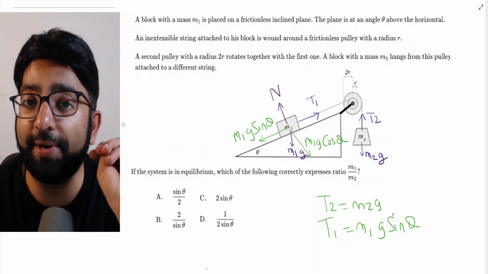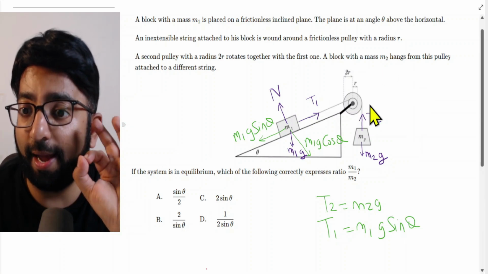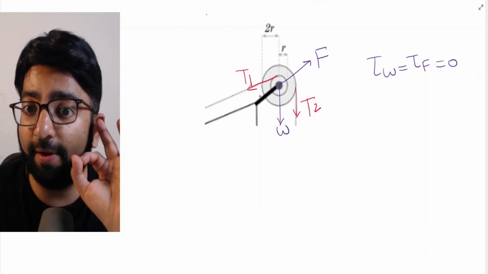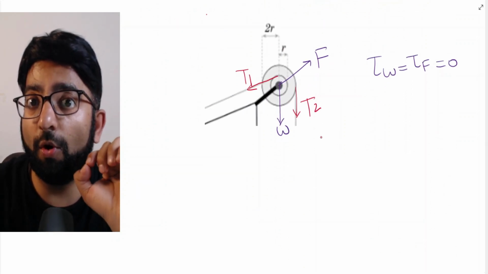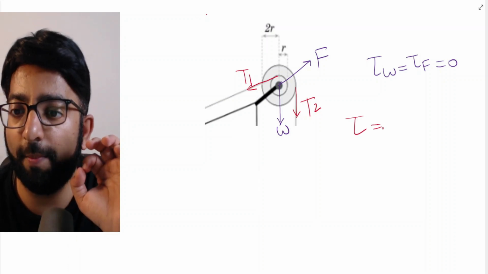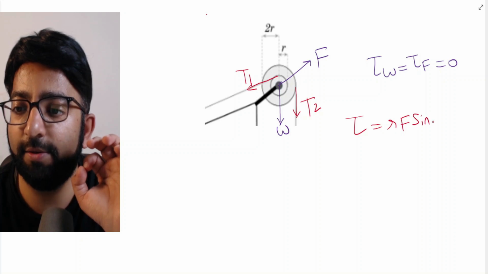Now step 3, rotational equilibrium. The net torque acting on the pulley should be zero. Earlier, we discussed only T1 and T2 will contribute to a non-zero torque. So let's write down the formula first. The general torque formula is R F sine theta.